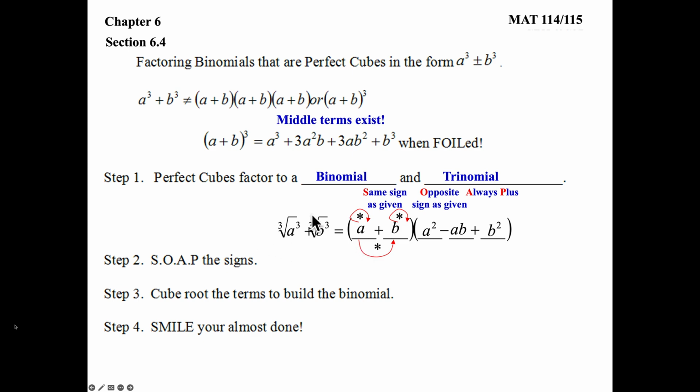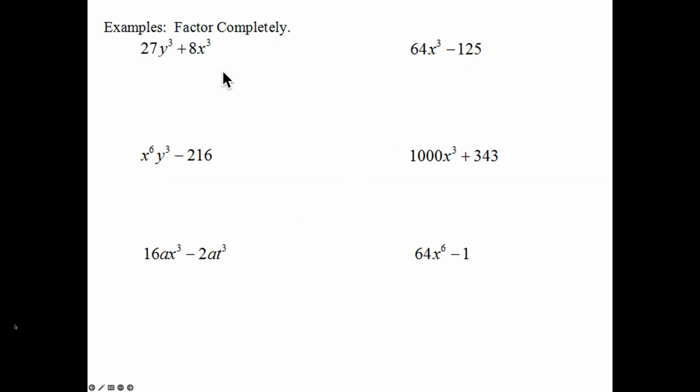All right, looking at some more examples, we're going to have numbers that you want to look at as the perfect cube. So 27, that's 3 to the third power. 8 is 2 to the third power. This is a perfect cube. So I need a binomial and a trinomial. Plus in the binomial, minus for the first sign in the trinomial. Step 1, and 2, if you will, also doing the signs.